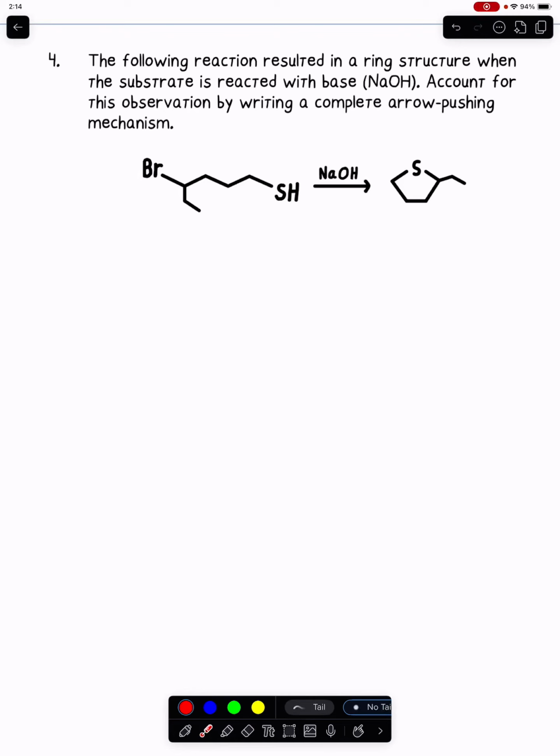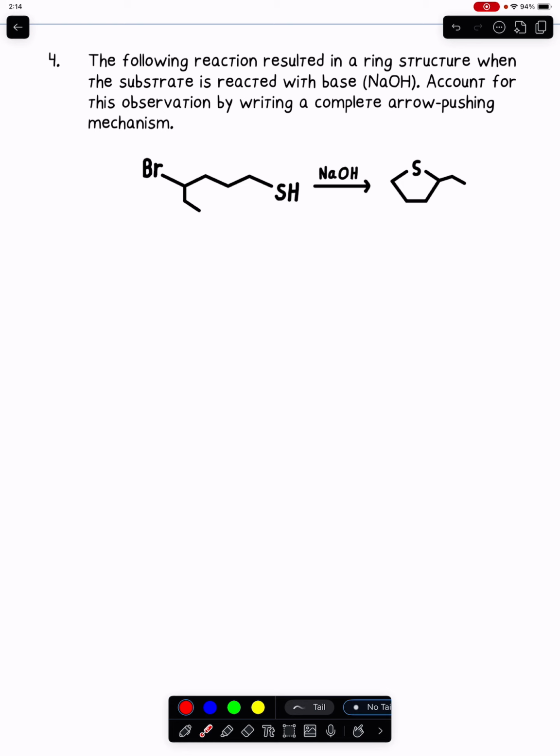In this question here, you're being asked to explain how this substrate here, when treated with base, turns into this structure here. So it's a mechanism question. So remember, anytime you're doing a mechanism question, focus on what you're being asked to do. You want to explain how this turned into this.